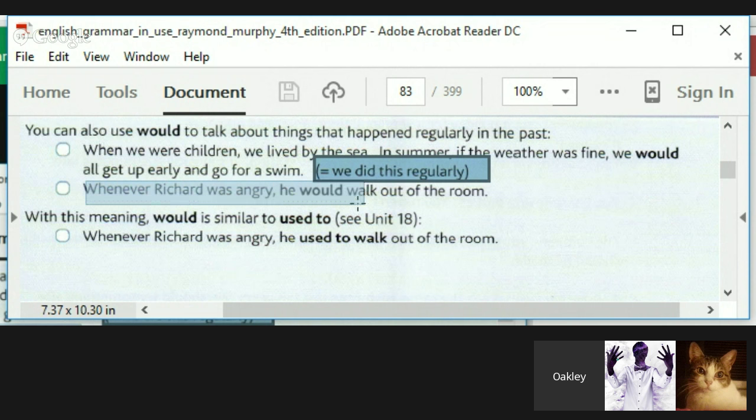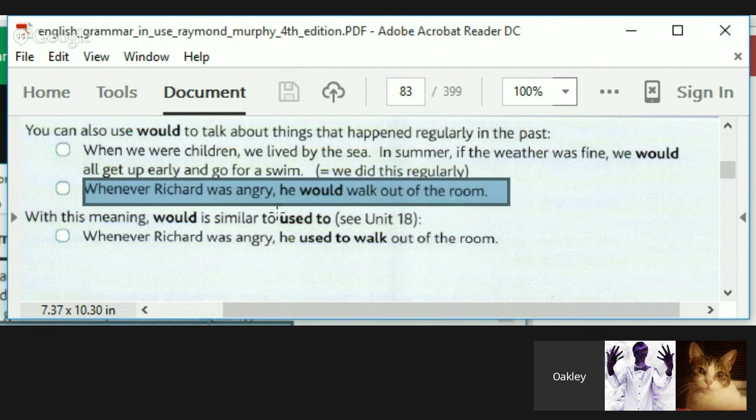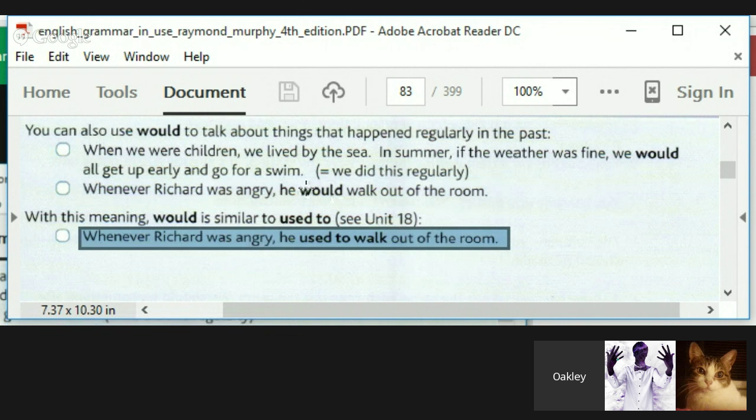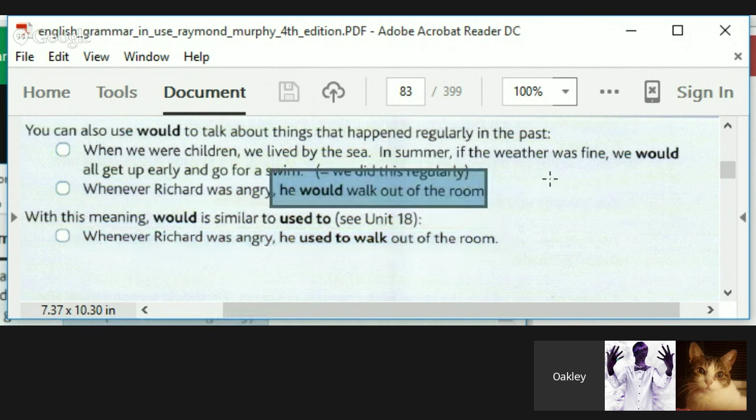Whenever Richard was angry, he would walk out of the room. Okay, fine. Very similar to used to. Whenever Richard was angry, he used to walk out of the room. You can use used to in any of these situations. We used to get up early and go for a swim.